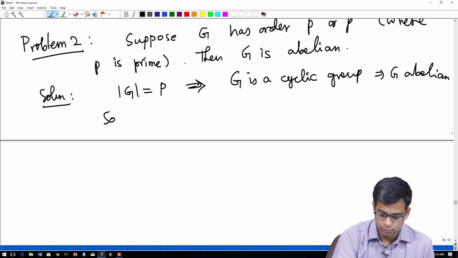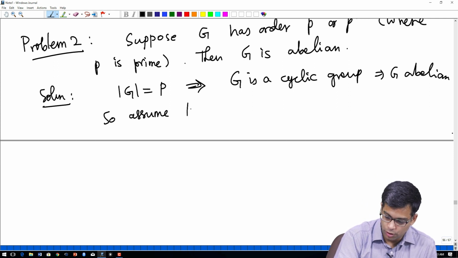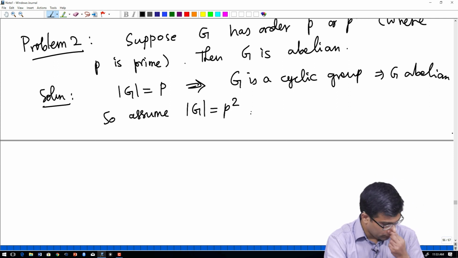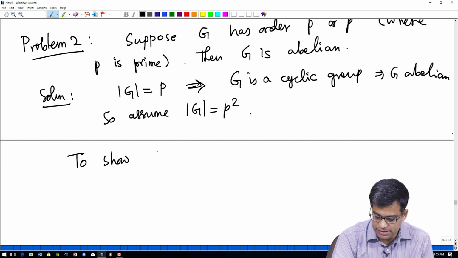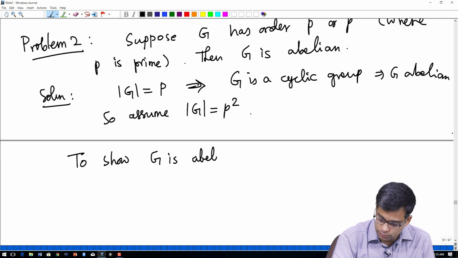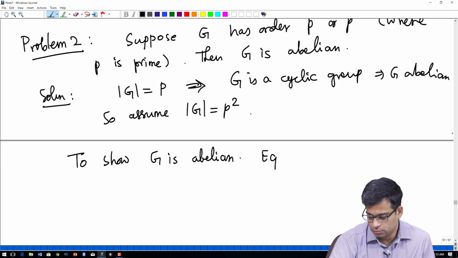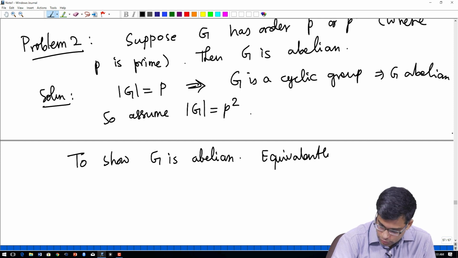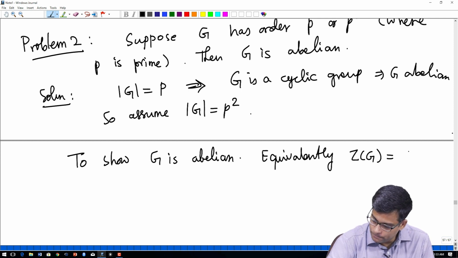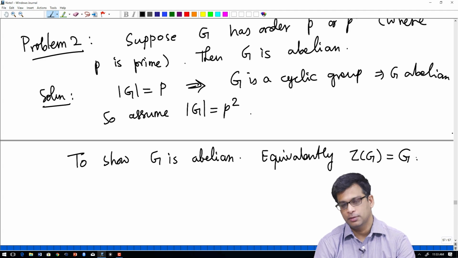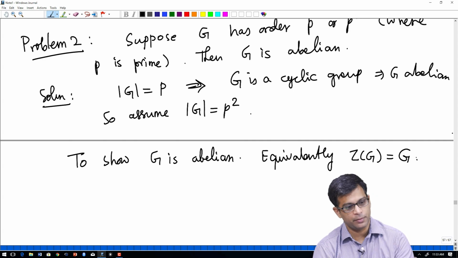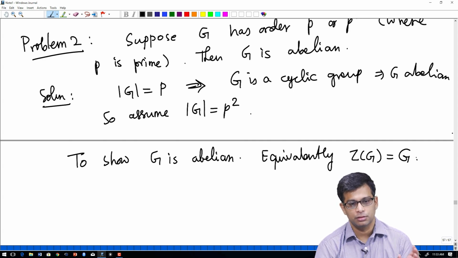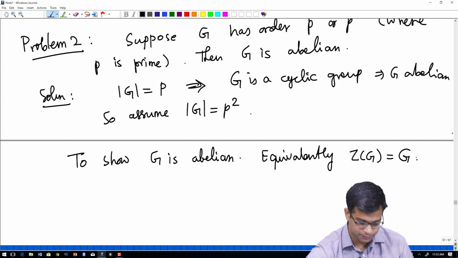So, assume the order of G is p squared. We want to show G is abelian. Note that by the previous problem we know that the center is non-trivial. So, the center must be bigger than just the identity, but now we want to show that it is all of G.